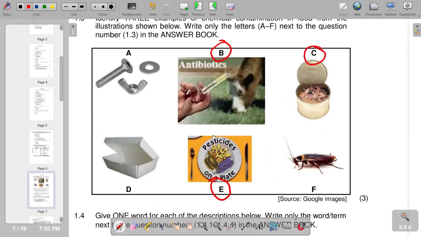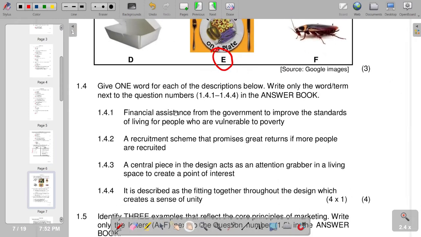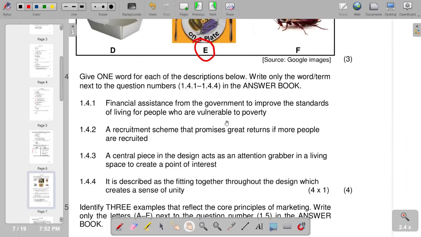Then you go to number 4, give one word for each of these descriptions below. Write only the word or term next to the question numbers. So 1.4.1, financial assistance from the government to improve the standards of living for people who are vulnerable to poverty. So you'd see that these are social grants. So we are saying social.